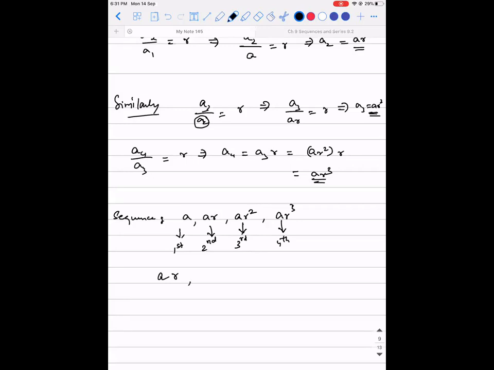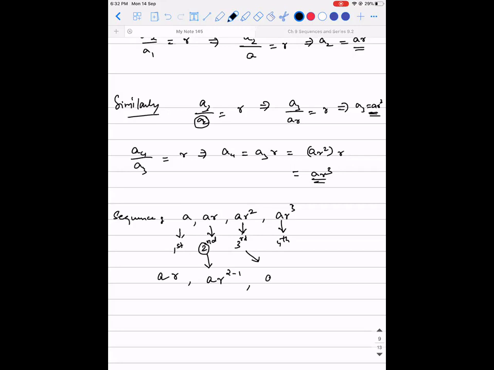Observe. The second term is AR power 1. You have 1, so you get 1 from 2. That means you can write it as 2 minus 1. Am I right?